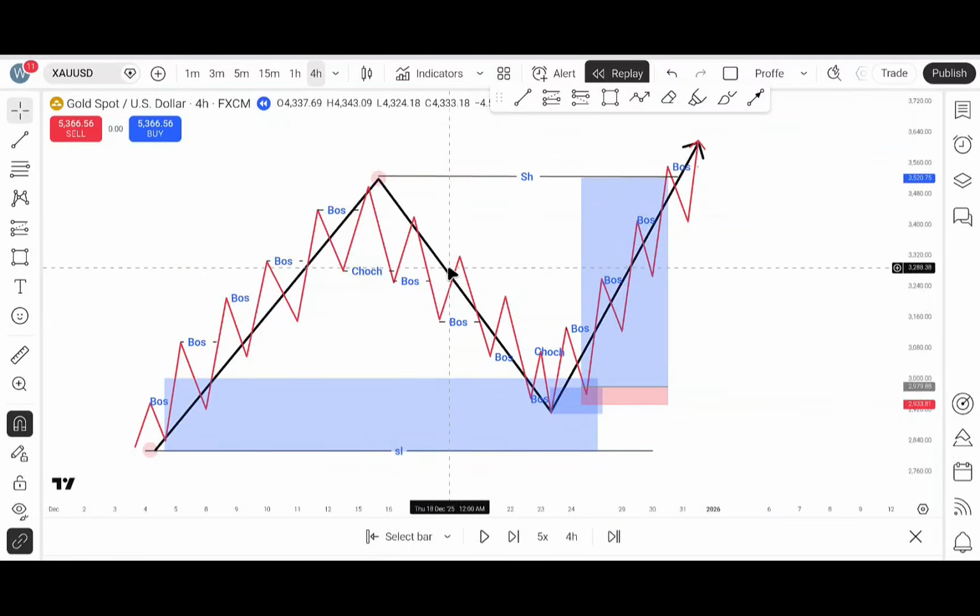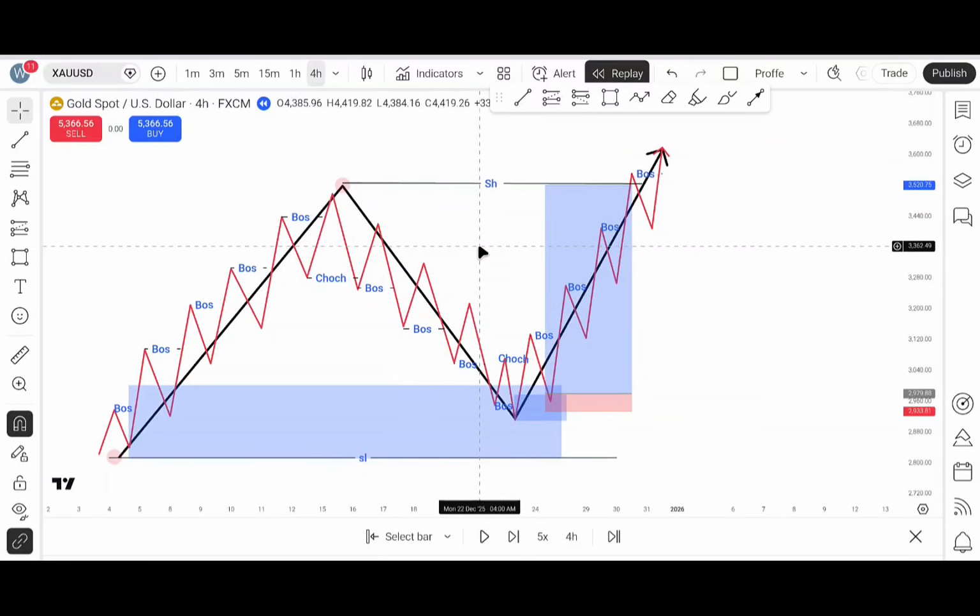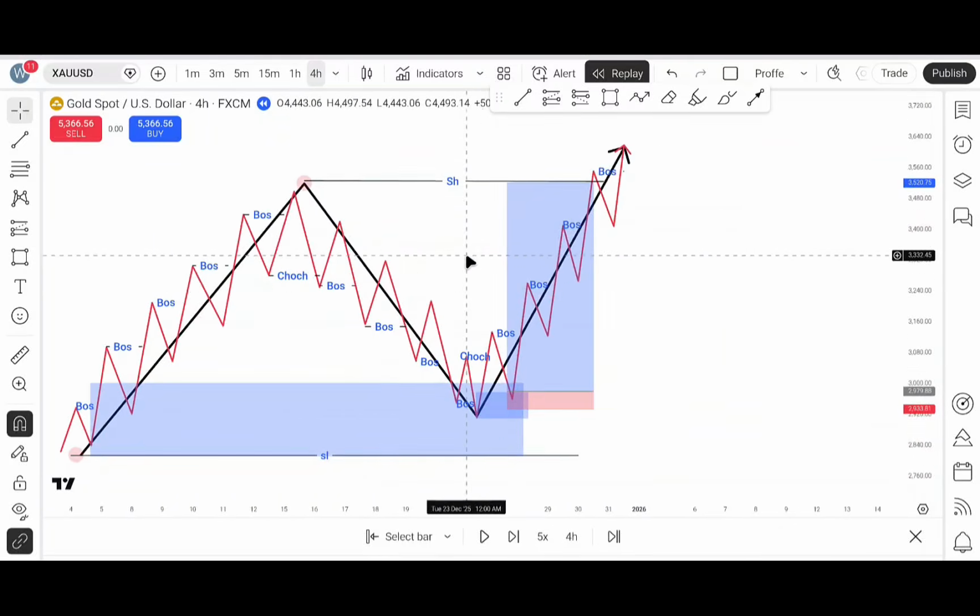I've taught you basic, complex, and multi-time frame market structure. So I'm going to take you guys now to the chart so that we can go and apply all these things and see how they work.